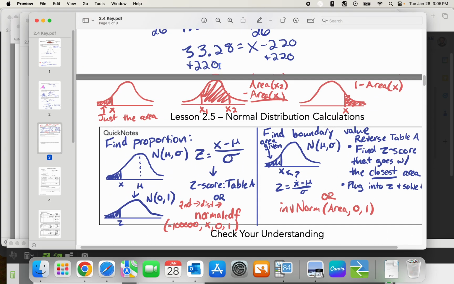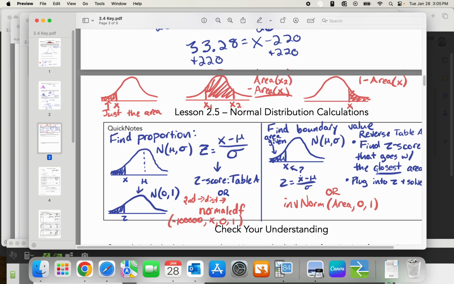So in that way, we've got 3 different options plus the inverse norm. We could have a less than question. Remember, you start at negative infinity, go up to x. You could have between x1 and x2, and we could have x and greater, or z's. Usually we use z's for these. And we could also take an area and find a missing value.